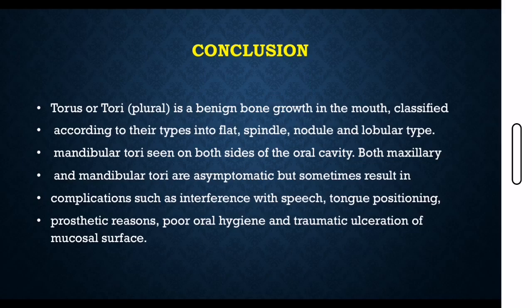Conclusion: torus, or tori in the plural, is a benign bone growth in the mouth, classified according to type into flat, spindle, nodular, and lobular. Mandibular tori are seen on both sides of the oral cavity. Both maxillary and mandibular tori are asymptomatic but sometimes result in complications such as interference with speech, tongue positioning, prosthetic reasons, poor oral hygiene, and traumatic ulceration of the mucosal surface.